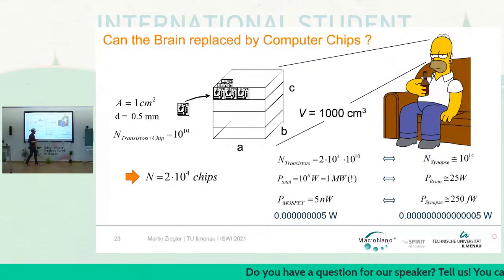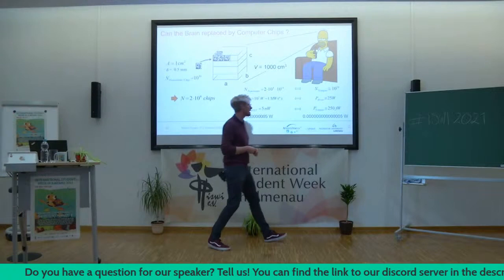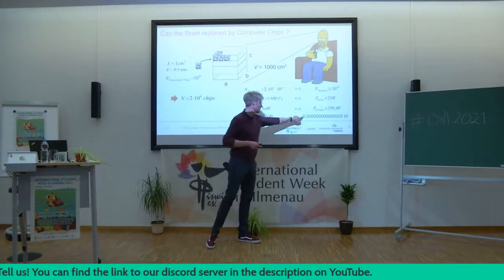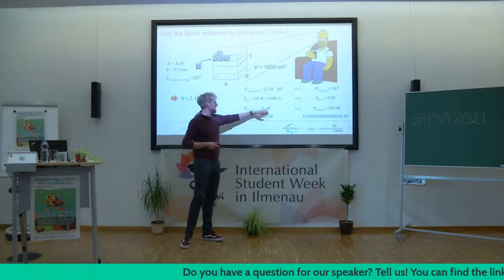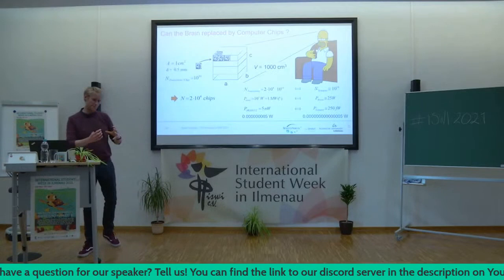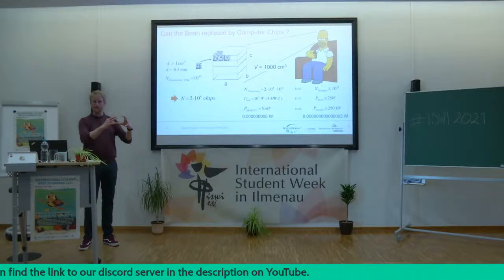For the brain, we have 25 watts. When we break this down to a single connection, we have 250 femtowatts: a zero, then a lot of zeros, and then comes a five. If we do this with our transistors, the power consumption is about 5 nanowatts or even less. But when we then count the number, we have 1 megawatt. Now imagine a brain at this size. One megawatt is actually what a nuclear plant produces.